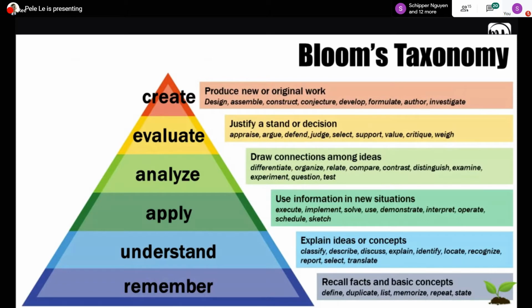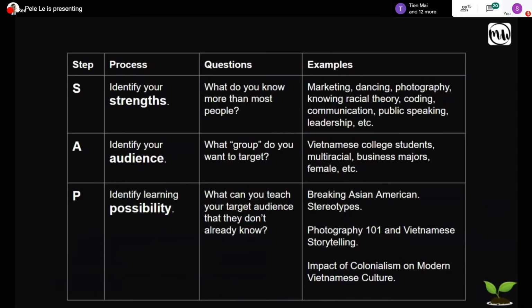Oh, we skipped the P. The last part, the P, was possibility, and that is to identify learning possibilities.